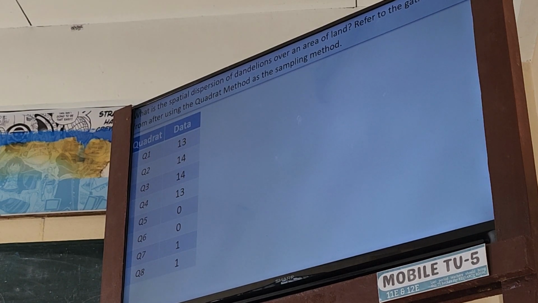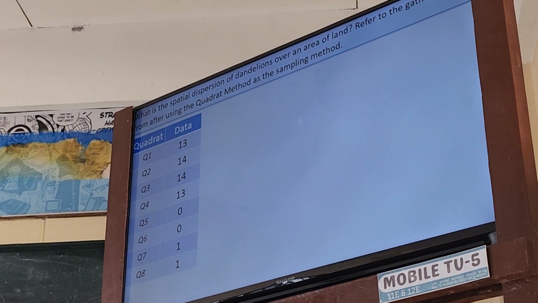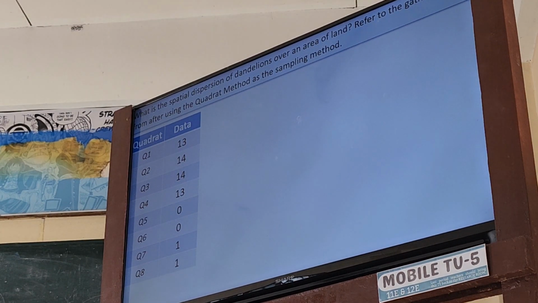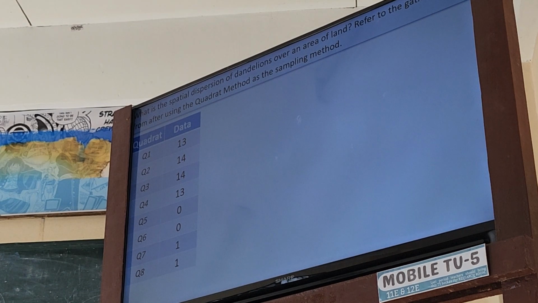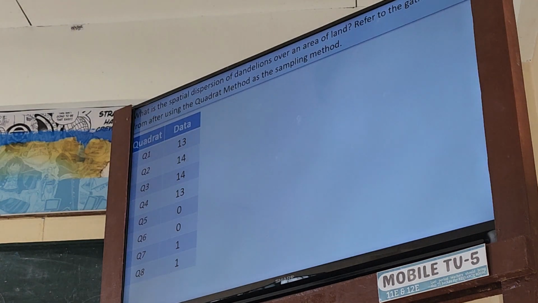Looking at the data and without solving, categorize. Sometimes you don't have to solve immediately. Sometimes you just have to look at the data logically. 13, 14, 13, then all of a sudden there is 0 and 1. You're likely to think that organisms are huddled together. Imagine this is the entire plot. You'd rather think it might be random or clustered.